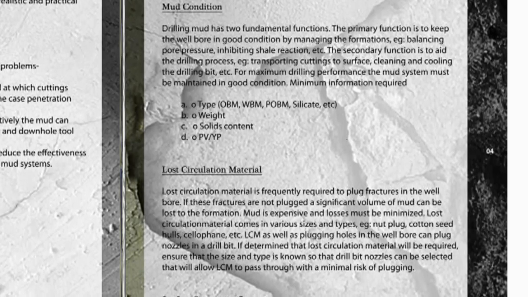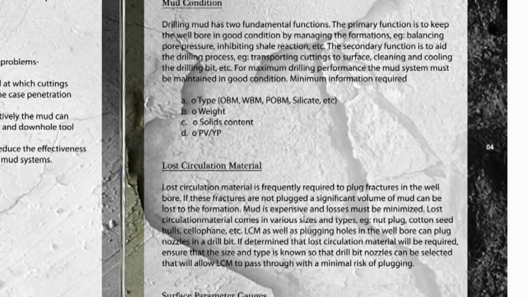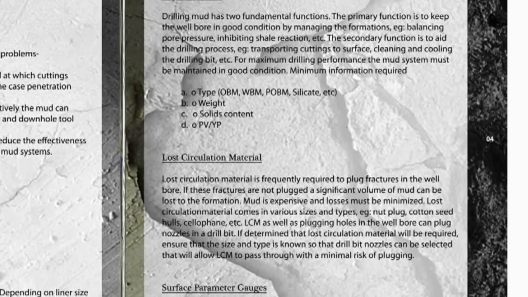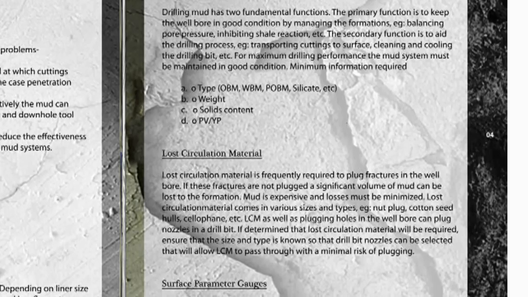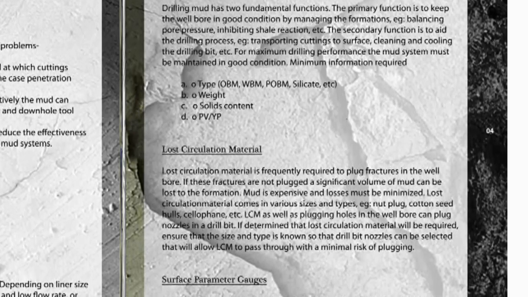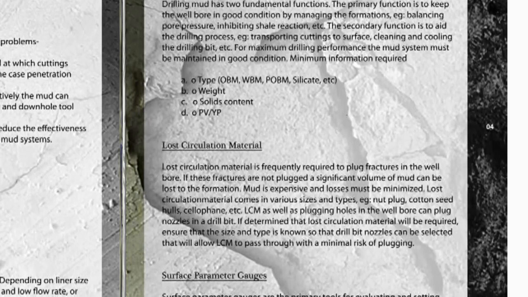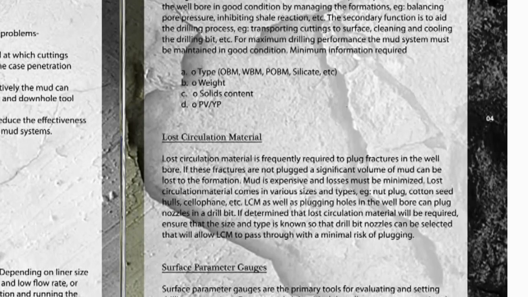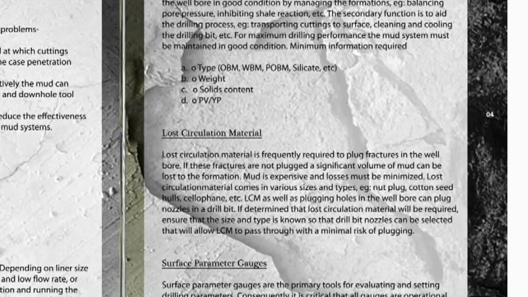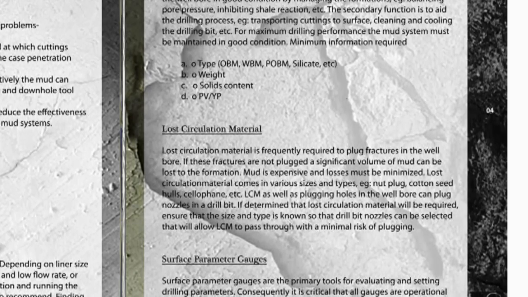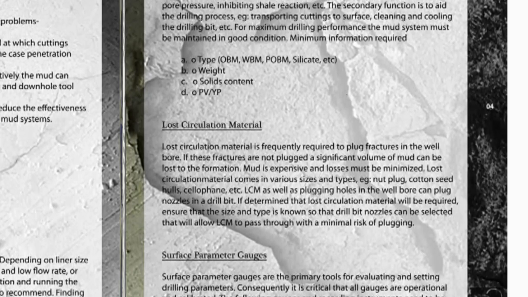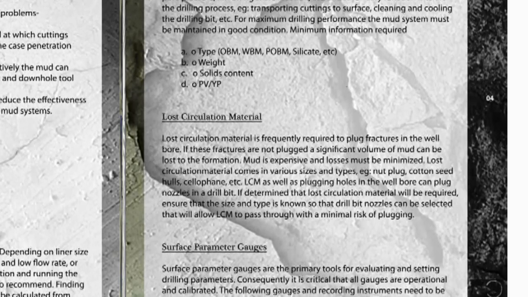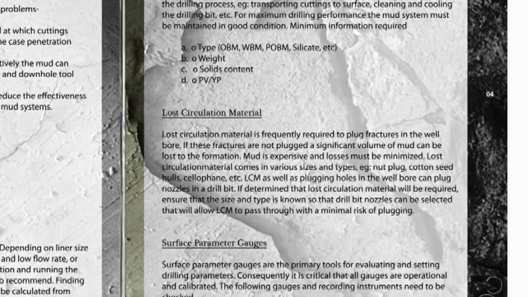Lost circulation material. Lost circulation material is frequently required to plug fractures in the well bore. If these fractures are not plugged, a significant volume of mud can be lost to the formation. Mud is expensive and losses must be minimized. Lost circulation material comes in various sizes and types, for example, nut plug, cottonseed hulls, cellophane, etc.